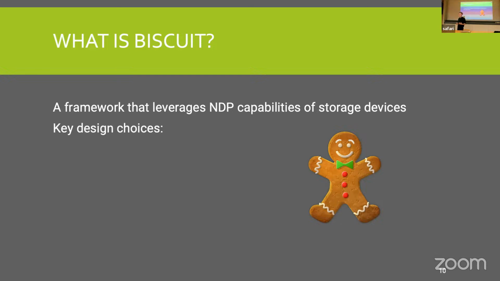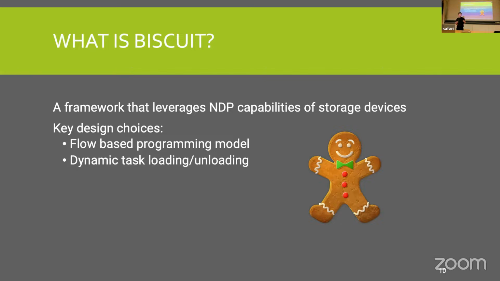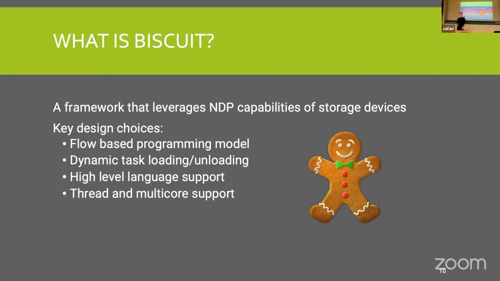They made a couple of key design choices, which I will present right now. They decided to use the flow-based programming model. They implemented dynamic task loading and unloading. They provide high-level language support, which in the case of Biscuit is C++. And they also support threads and multi-core, such that the CPU can be used to its most efficiency.